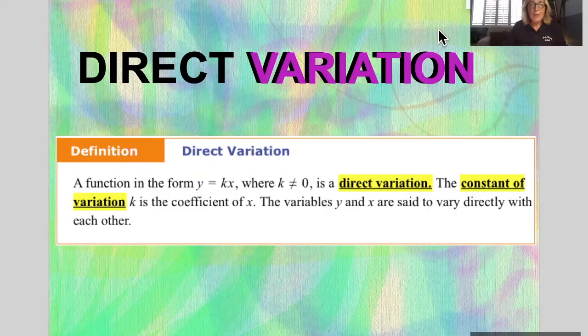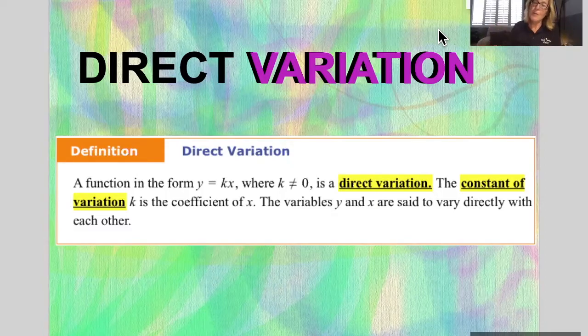If you recall, a direct variation takes the form y equals kx. In that form, k is the constant of variation, and y varies directly with x, which is why it's called a direct variation. This is a proportional relationship.